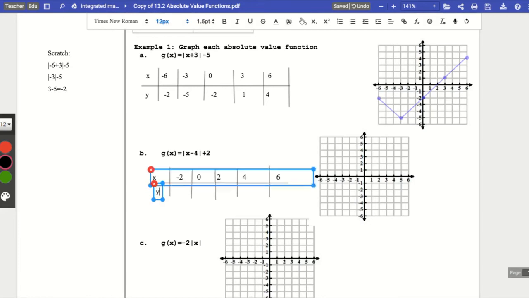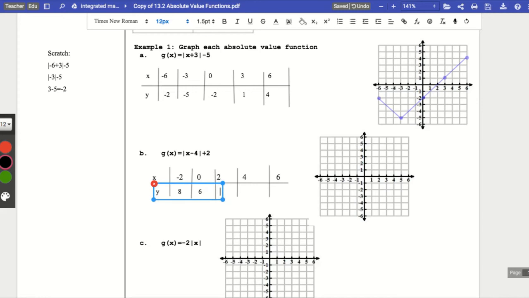All right, so now I've got to calculate the outputs. I'm just going to do some mental math. Same setup. So -2 minus 4 is -6. Absolute value of -6 is +6. And then 6 plus 2 is 8. So my first output is going to be 8, which I can't graph anyways. And then I'm going to plug in 0. 0 minus 4 is -4. Absolute value of -4 is 4. 4 plus 2 is 6.